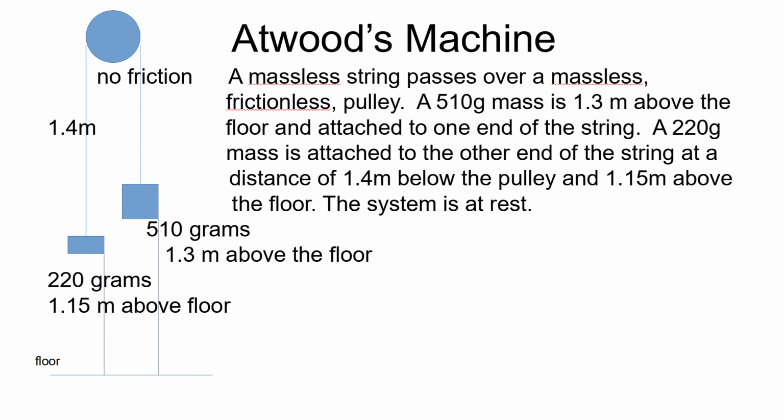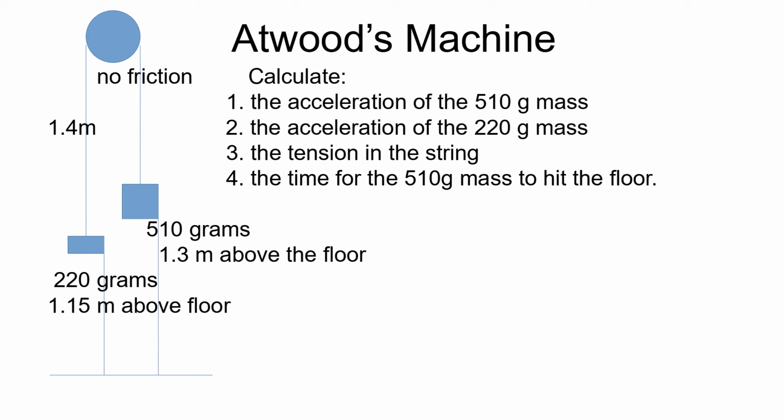The distance above the floor is labeled for both of those objects, and we're going to do some calculations here on the dynamics and motion of this system. So let's get started with that. We want to calculate four things. I want to calculate the acceleration of the 510 gram mass.